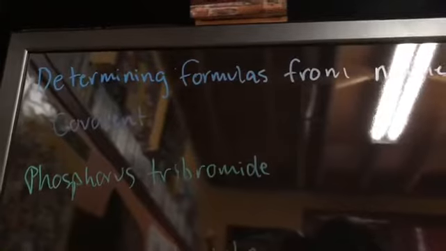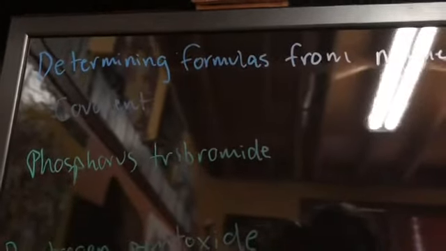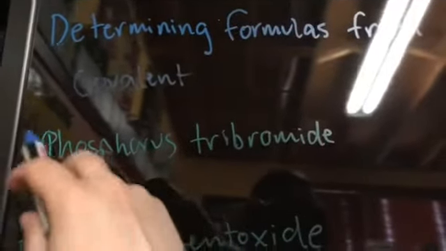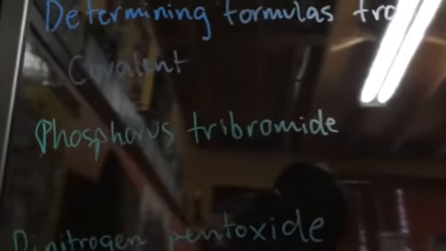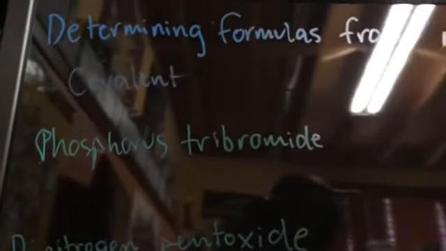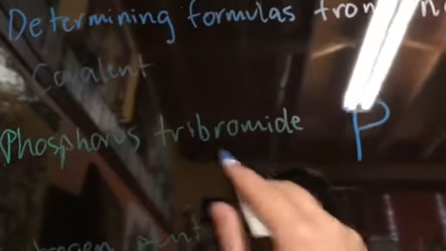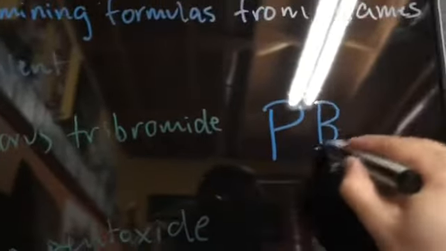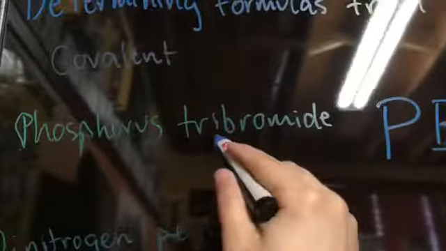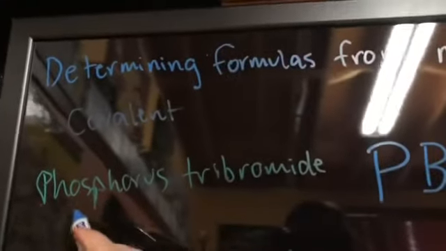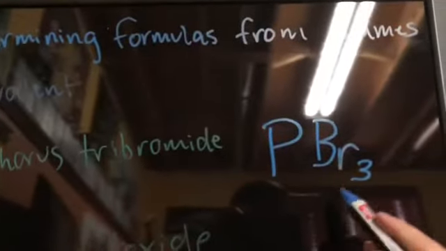So the first one is phosphorus tribromide. So remember, with the first element, if there is no prefix in the front, like di, tri, tetra, and so on, that means we only have one of those, which means we're just going to have a single P. Then we have bromide, which comes from the element bromine, which is Br, and the tri means that we have three of them. So from the name phosphorus tribromide, we know that's PBr3.